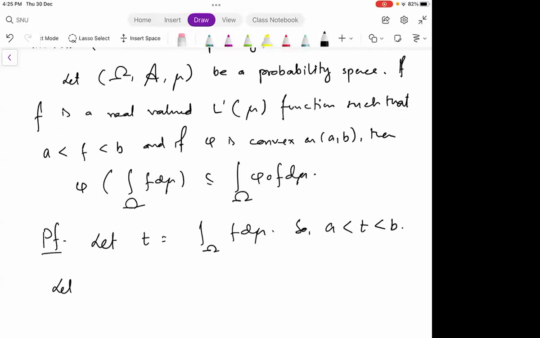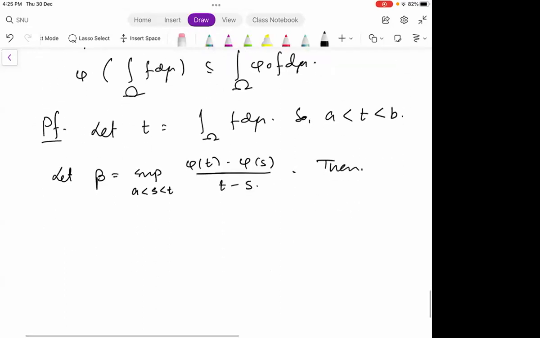Okay, let beta equal the supremum, over a less than s less than t, of (phi(t) minus phi(s)) divided by (t minus s). So (phi(t) minus phi(s)) divided by (t minus s), as s varies between a and t, and phi is a convex function. Remember that. So this quotient really cannot be too big.